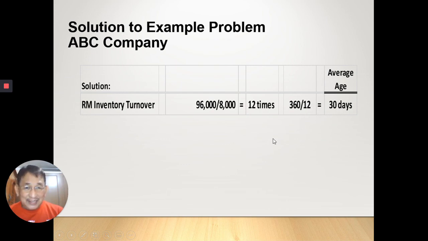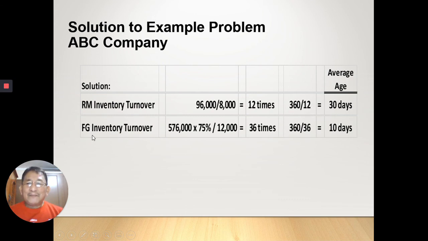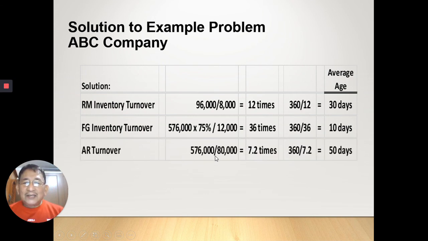Sunod na computation. Finished goods inventory turnover, 576,000 times 75. Bakit times 75? Kasi sabi kanina, yung gross profit mo ay 25, so ang cost of goods sold mo is only equivalent to 75% of the sales. Kaya, divided by 12 equals 36. Then, 360 divided by 36 equals 10 days. So, accounts receivable turnover, that is the credit sales divided by average na 80,000 equals 7.2 times. And then 360 divided by 7.2 equals 50.